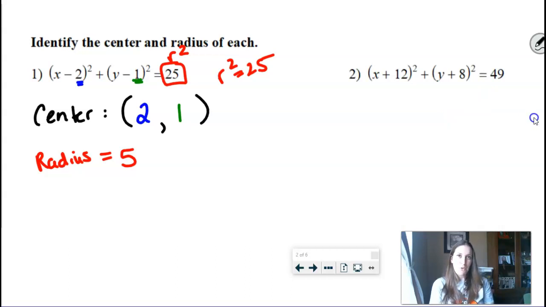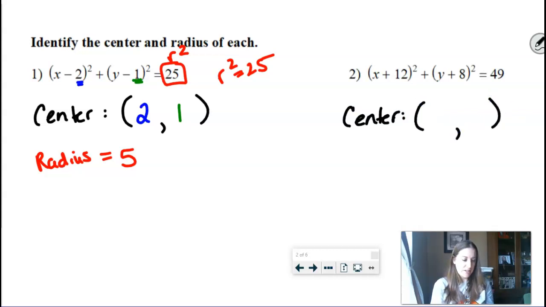What we're building towards is whether you can graph it in the coordinate plane. Similarly, on number 2, you should be able to identify the location of your center and the length of your radius. If I think about what's happening in this parenthesis, remember the formula is x minus h. So for it to become x plus 12, it's really x minus negative 12, quantity squared. So when I ask you who's h, you're going to tell me negative 12.